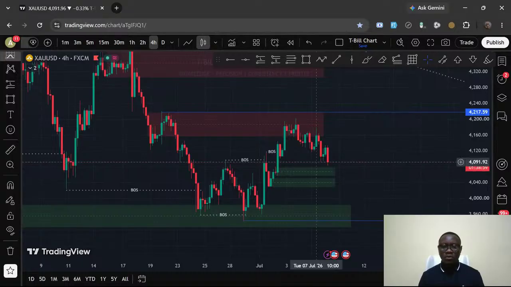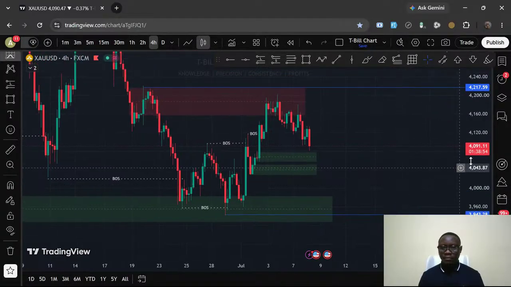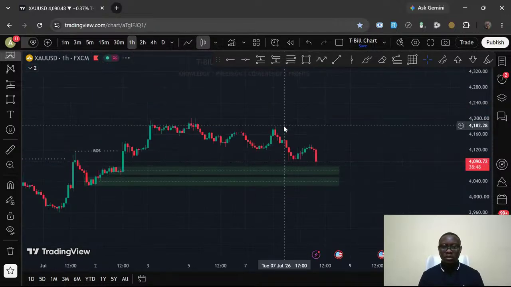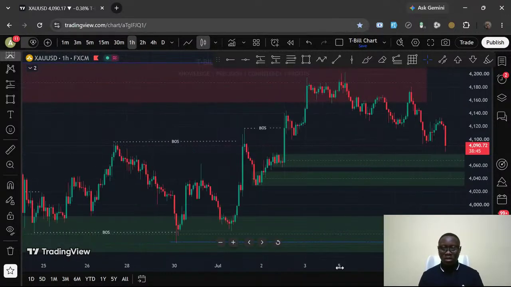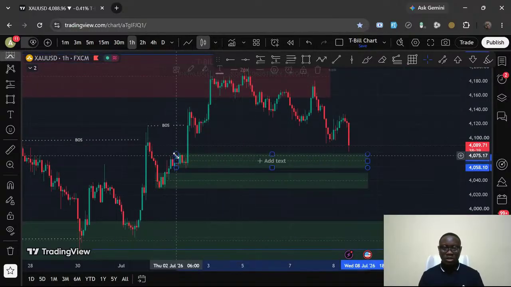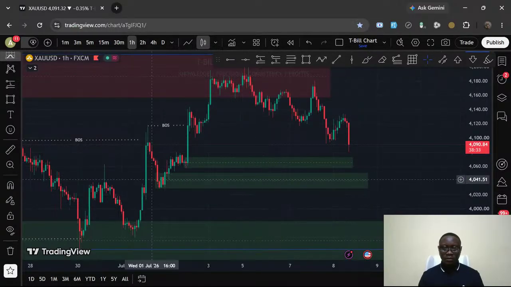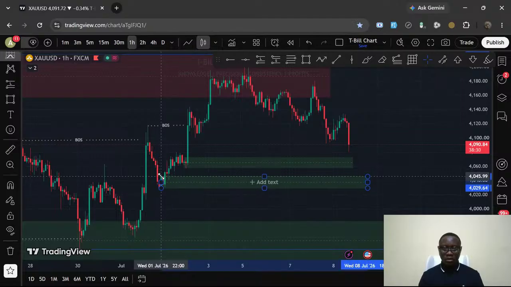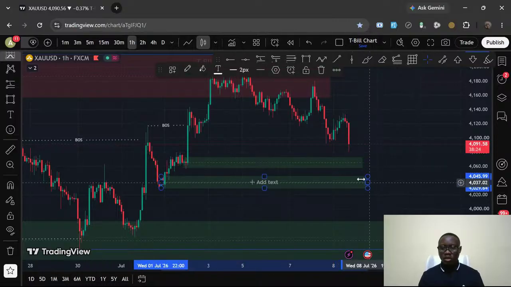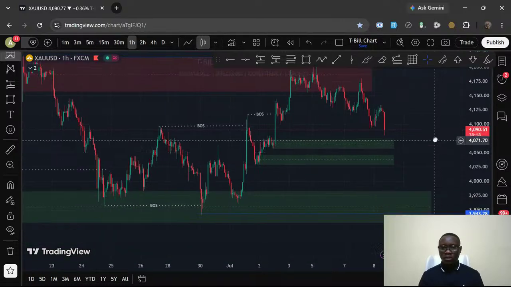Okay, so let's drill down to the 1H time frame. For this, I'll be looking at a potential buy right here, and this right here. Okay, so these are the two potential buy opportunities we'll be looking out for on gold.